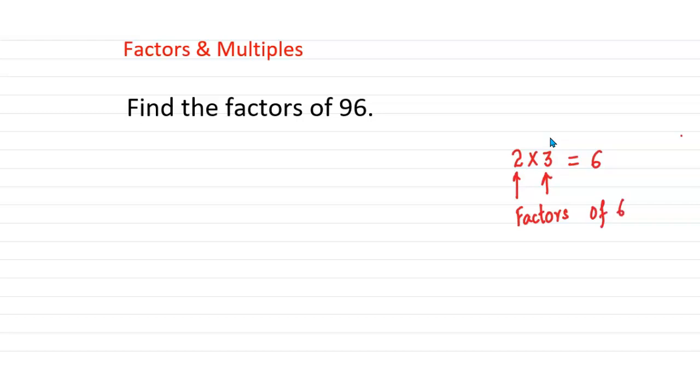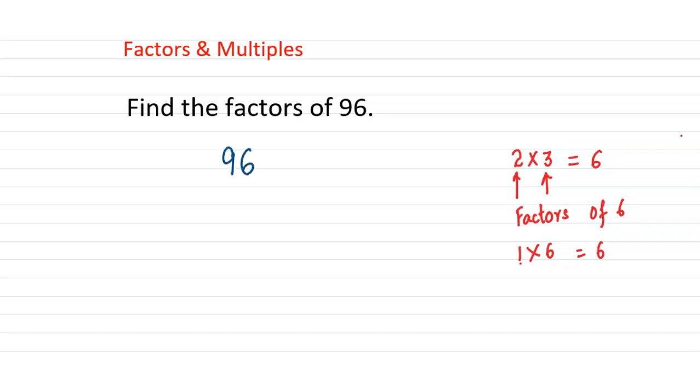6 can have a lot of factors. Like 1 times 6 also gives us 6. So 1 and 6 are also the factors of 6. So here we can see that 6 has 4 factors: 1, 2, 3 and 6. No other numbers when multiplied give us 6. So that means 6 has only these 4 factors. Similarly, now we are going to find out the factors of number 96. So let's start.